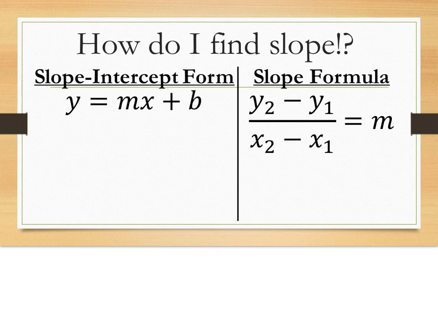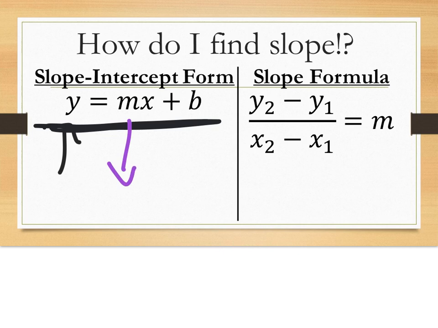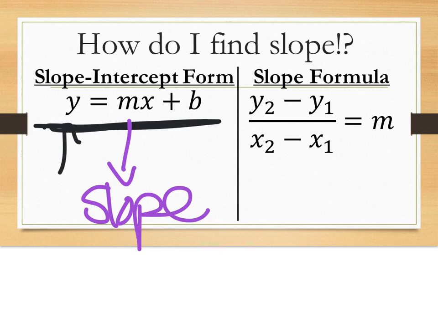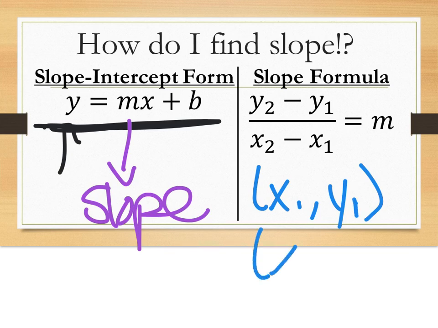So one way to find slope is to put the equation in slope-intercept form, to rearrange the equation so that the letter y is by itself, and then you'll easily be able to see what your slope is. The other way, if you remember, is by using the slope formula, y2 minus y1 over x2 minus x1. So sometimes you're going to be given a point, and you're going to use the point in that slope formula. So let's do our first example.